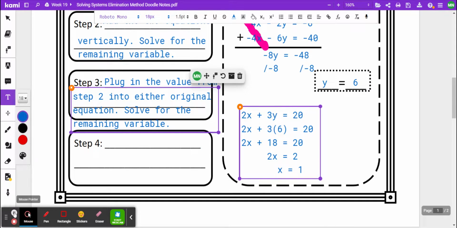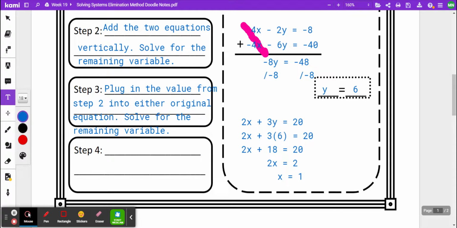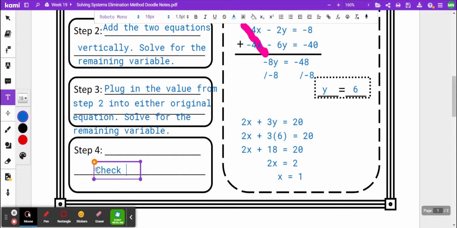All right, our last step isn't really a step at all. More security: check your solution.